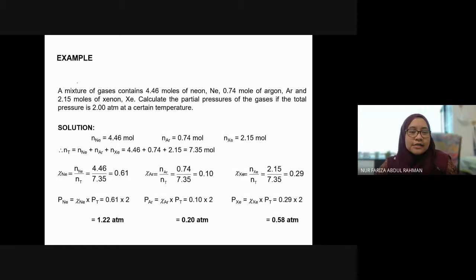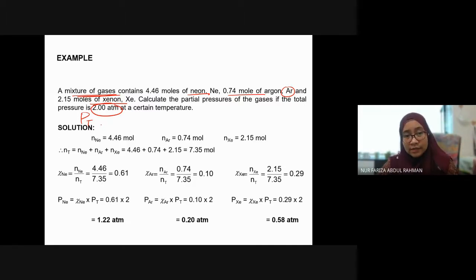Okay. Let's look at the example. A mixture of gases contain 4.46 mole of neon. A mixture of gases. Okay? So we have neon, we have argon, and then we also have xenon. Okay, all the moles are provided. Calculate the partial pressure of the gases if the total pressure is 2 atm at a certain temperature. So the P total is already given.